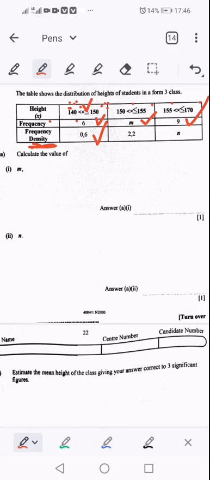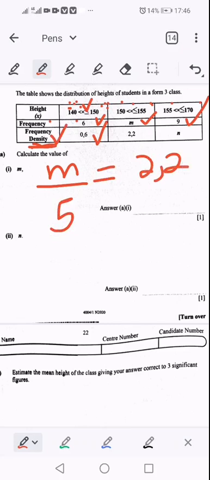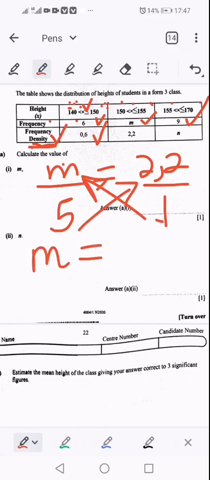Then for the class with M, we do the same to find the frequency density. The frequency is M over class width, which is 155 minus 150, giving 5. This is equal to the given frequency density of 2,2 over 1. Then you do cross multiplication: 1 times M stays as M, equal to 5 times 2,2. So I'm going to multiply 2,2 times 5.